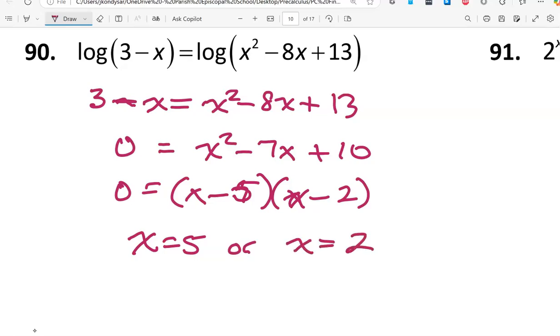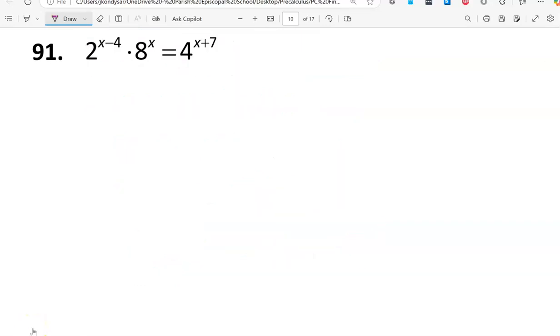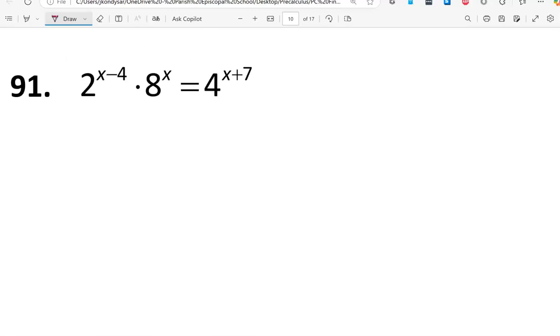If we check our results, if we replace x with 5, that's going to give us the log of 3 minus 5, which is the log of a negative number. That solution will be extraneous. And if we check with x equals 2, on the left side we're going to get log of 3 minus 2, which is log of 1. That's equal to 0. On the right side we'll also get log of 1, so x equals 2 is a valid solution.